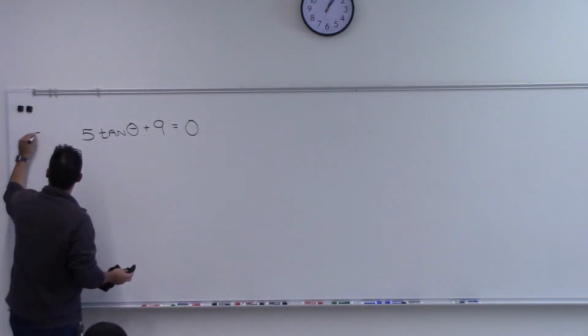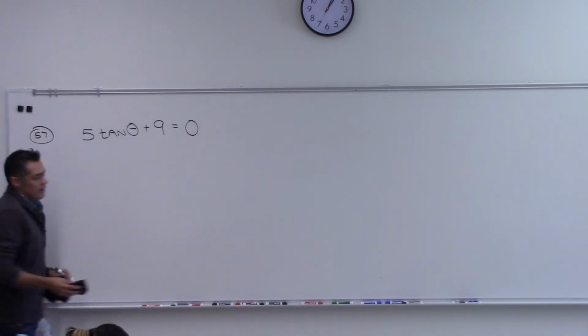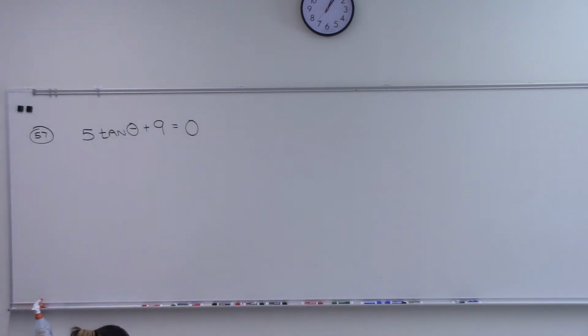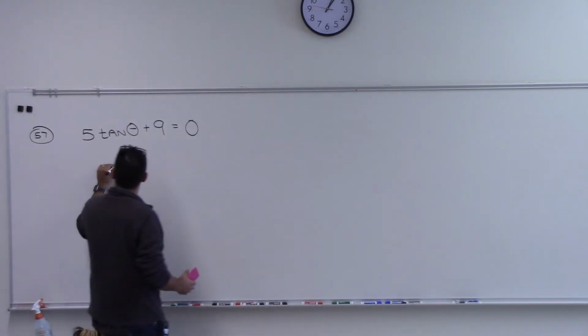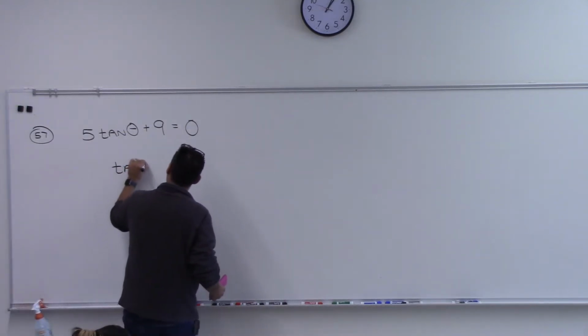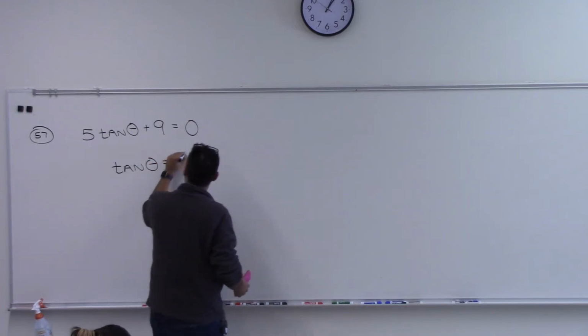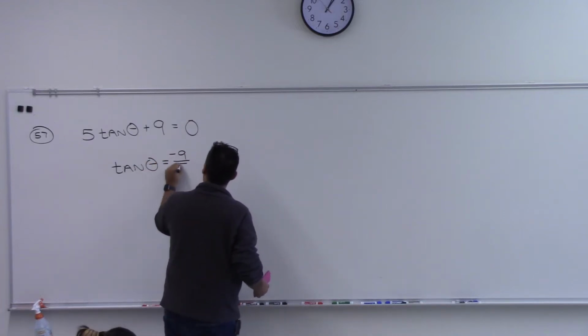Yes? Okay, 57. All right, so I've got my calculator handy because it says use my calculator. I'm going to first try and isolate tangent theta by itself, right? So I'm going to move the 9 over and divide by 5. Are we okay up to that point? Tangent theta is negative 9 over 5.